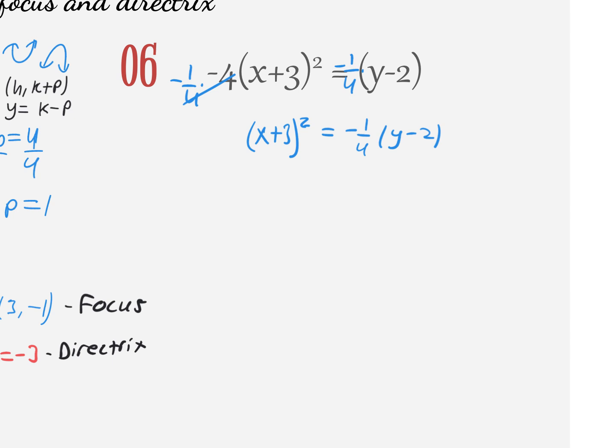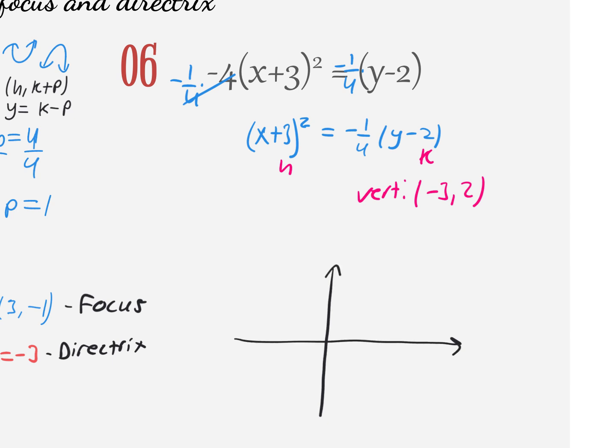And then we can identify a vertex. Remember, it's h and k. H goes with x, k goes with y. So then our vertex is going to be at (-3, 2). So I'm going to go ahead and plot that on a graph.